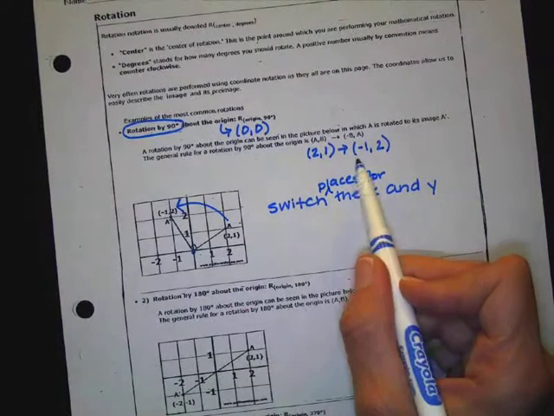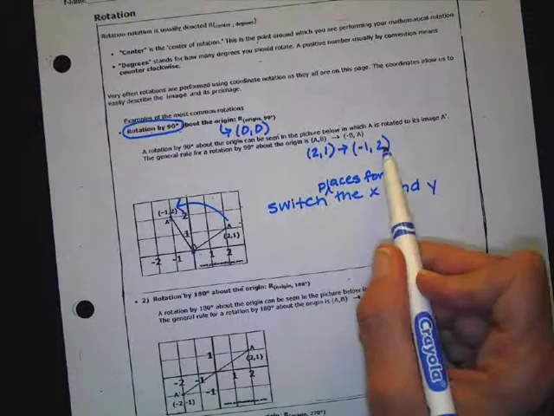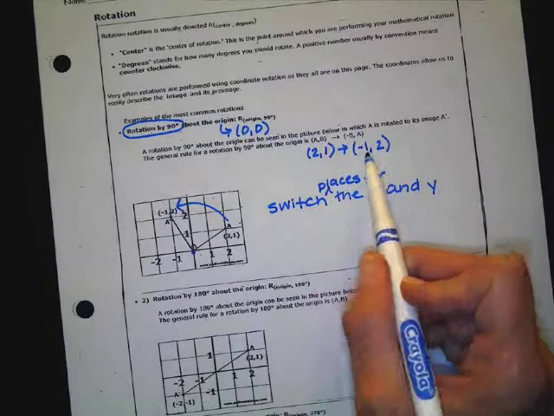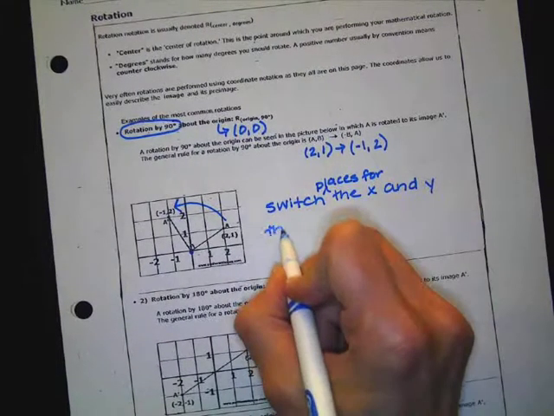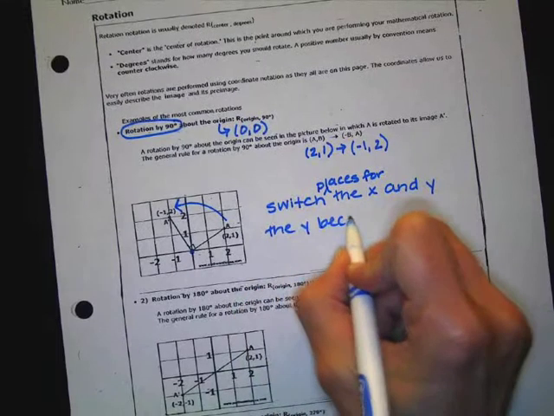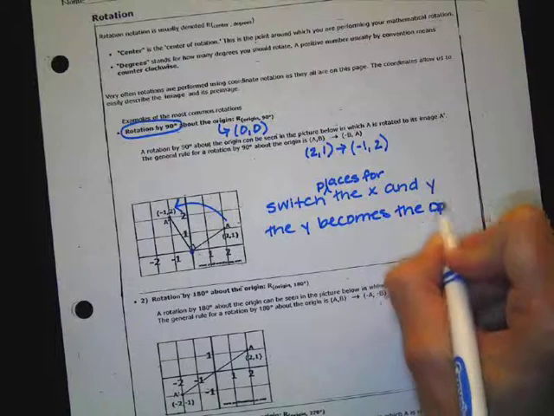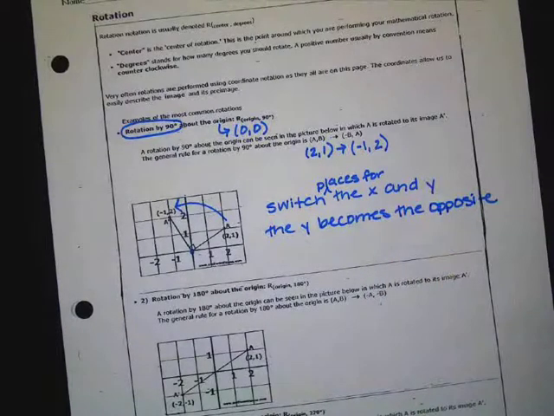And then he said something else happened. What else happened there? We switched the places. The 2 went back here. The 1 went up front. Oh, and then the 1 became a negative, which is actually the Y. The Y becomes the opposite. Now, I'm not going to say the Y becomes negative, because what if the Y was negative to begin with? What would it become then? Positive. It would become positive.